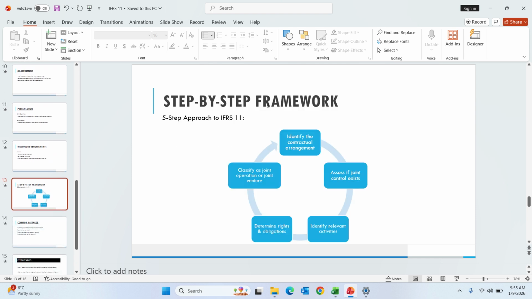So let's look at the framework. A five-step approach to IFRS 11. To apply IFRS 11 correctly, take a look at these steps. First of all, check for a contractual agreement. Confirm if the arrangement gives two or more parties joint control. That is very important. If joint control is absent, IFRS 11 does not apply. Identify the activities of the arrangement. Assess if you have rights to assets or net assets, and then classify it as a joint operation or a joint venture accordingly.